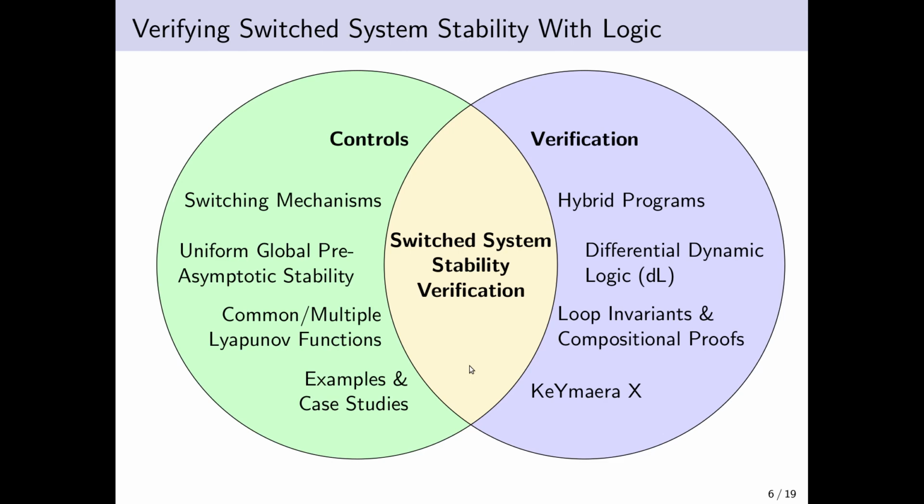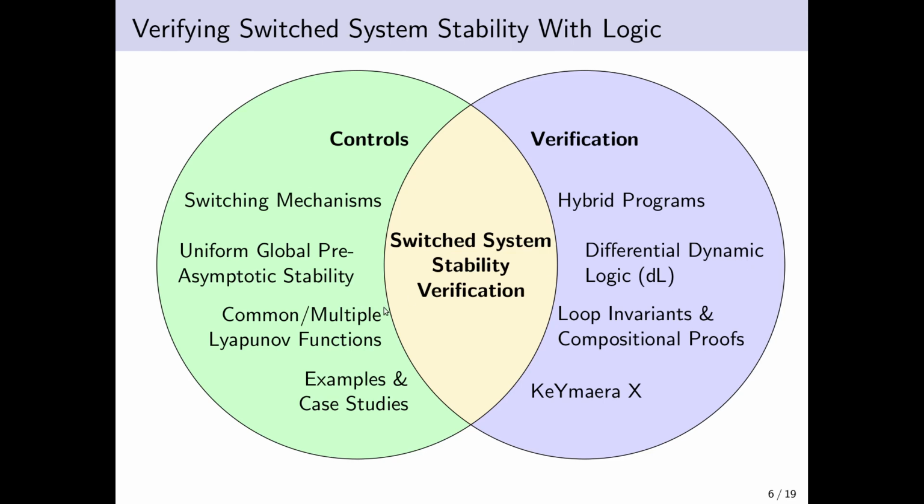Now, here's the big picture of the ideas from controls and verification that we're going to use. From controls, we take various switching mechanisms, which we model using the language of hybrid programs from verification. From controls, we take the stability notion called uniform global pre-asymptotic stability. I will go into more detail about what I mean by this in the next few slides. But given this stability notion, we specify that using the familiar language of differential dynamic logic, or dL for short.